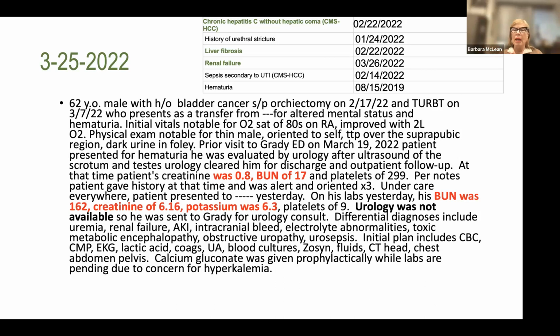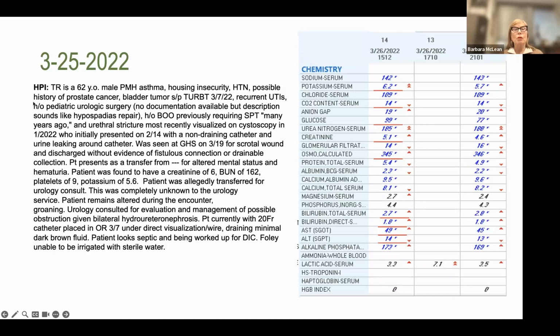It's all good. They do beautiful labs. You can see they did every lab possible: lactic acid, UA, blood cultures, and so on. He gets some fluids. He gets a CT of his head, chest, abdomen, and pelvis. And calcium gluconate was given while the labs are pending because of the concern for his hyperkalemia. Okay, so here's all the same thing.